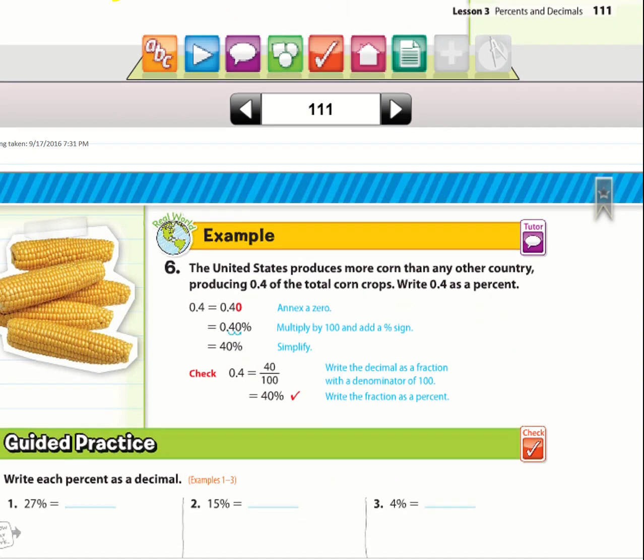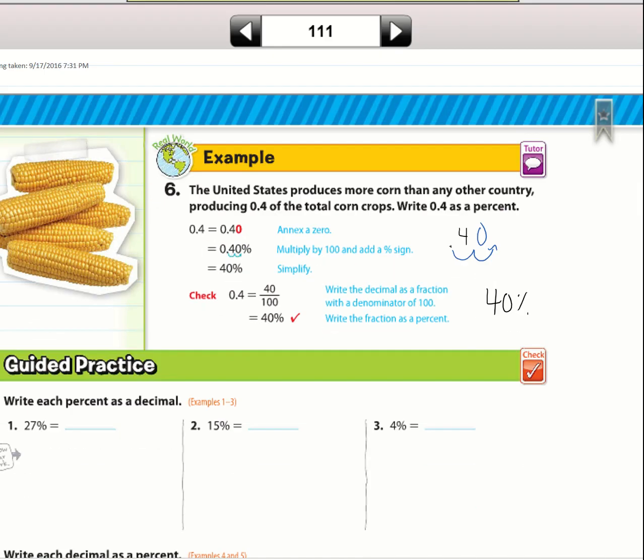So example 6, the United States produces more corn than any other country, producing 4/10 of the total corn crops. Write 4/10 as a percent. So I have a decimal, and I have to change it to percent. That means I'm doing it 2 times to the right. And that's going to give me an answer of 40%.